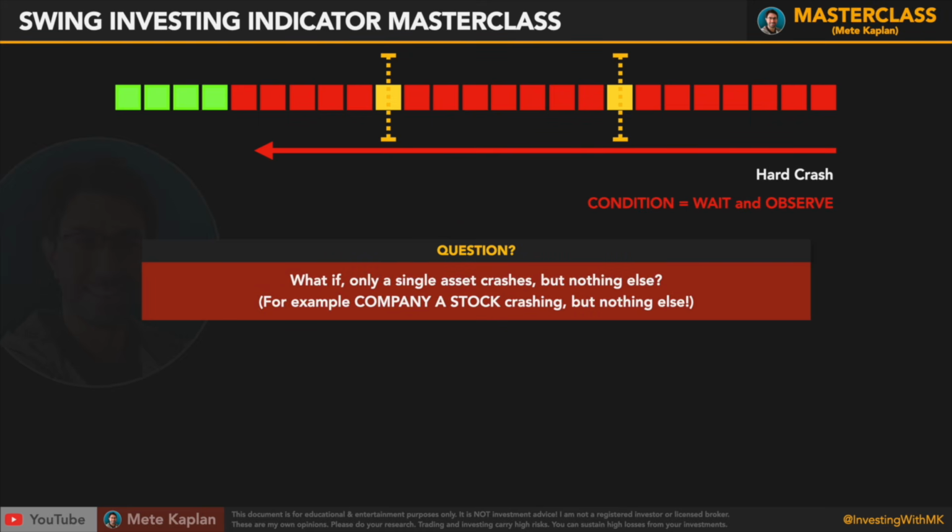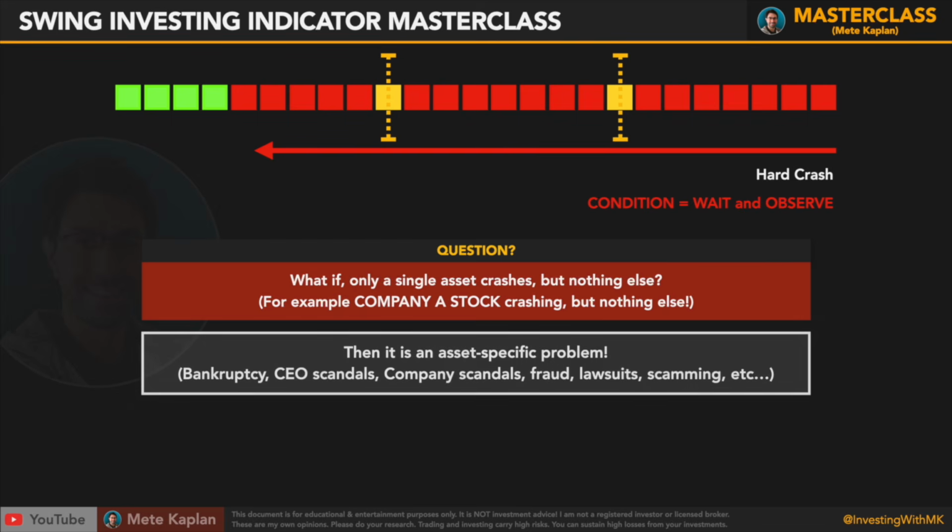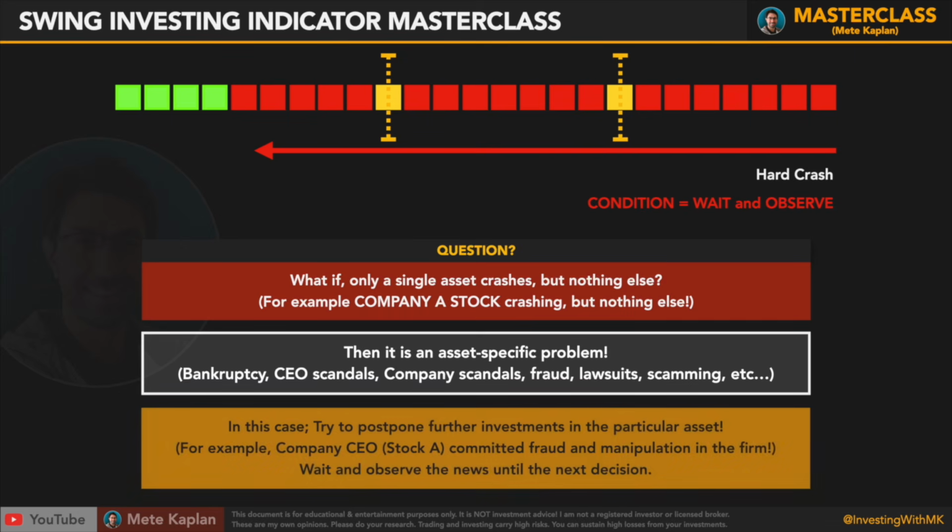Now, the most dangerous type of hard crash is single asset specific crashes. For example, a single company stock that I invested in crashing so hard, but nothing else in the world crashes. This is not a natural action. For example, it can be caused by a bankruptcy of the company, or a CEO scandal, or a fraud, or a big lawsuit. I do not know. Basically, nothing to do with the world at all. A singular, specific case.